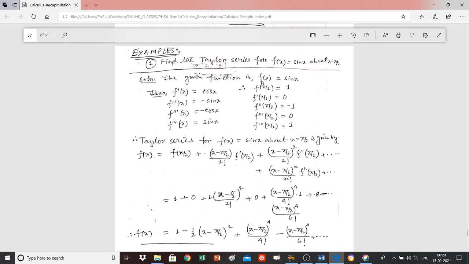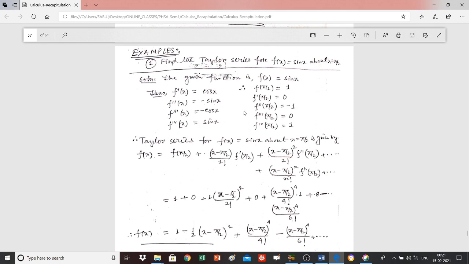So here the function f(x) is equal to sin x. If you use the value x is equal to pi by 2, then f(pi by 2) is equal to 1. Thus, f prime x is equal to cos x, f double prime x is equal to minus sin x, f triple prime x is equal to minus cos x, f fourth prime x is equal to sin x, and so on. Now use the value x equal to pi by 2: f prime pi by 2 will be 0, f double prime pi by 2 will be minus 1, f triple prime pi by 2 will be 0, and f fourth prime pi by 2 will be 1.